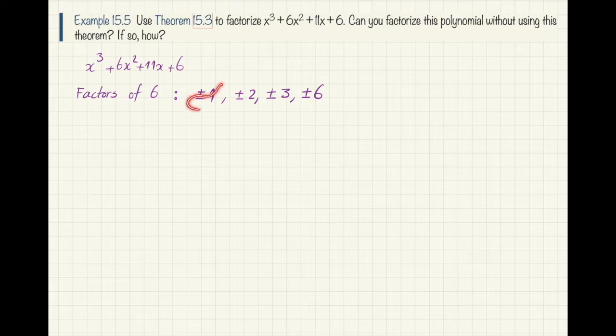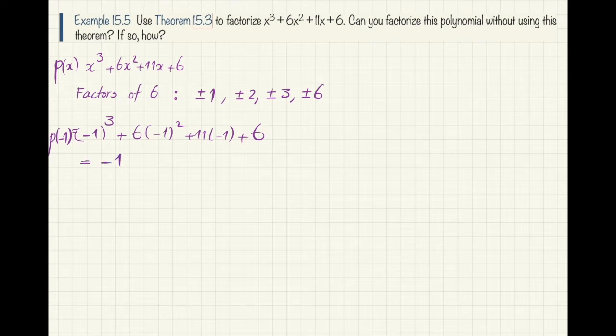Let me start with the negative one. So let us see. I put negative 1 here, so it becomes negative 1 to the power of 3 plus 6 times negative 1 to the power of 2 plus 11 times negative 1, and then plus 6. By the way, let me call it p of x. So this is p of minus 1. Let me calculate this. This becomes minus 1, positive 6, minus 11, positive 6. Indeed, this becomes 0. So I don't need to go any further, yes? So I found the root. P of minus 1 is equal to 0.